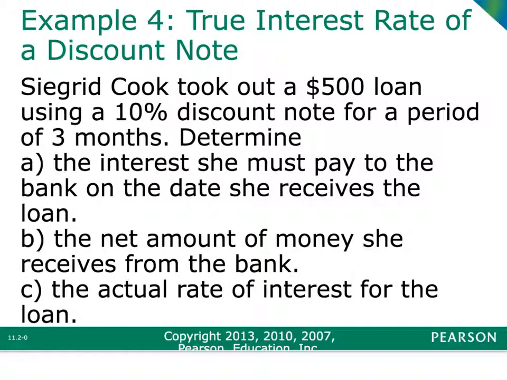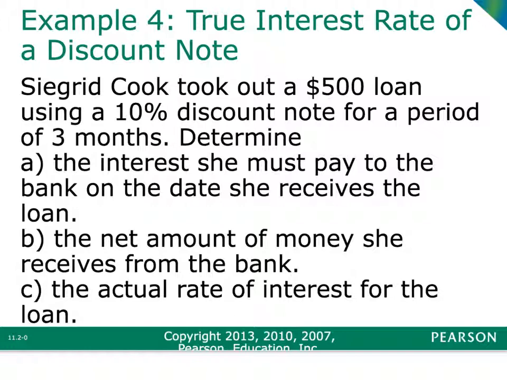So let's look at an example where we would see this situation. Sigrid Cook took out a $500 loan using a 10% discount note for a period of 3 months. Determine A, the interest she must pay to the bank on the date she receives the loan. B, the net amount of money she receives from the bank. And C, the actual rate of interest for the loan.